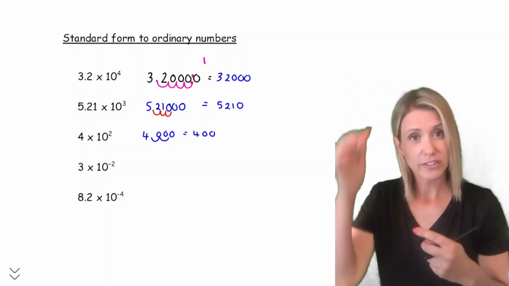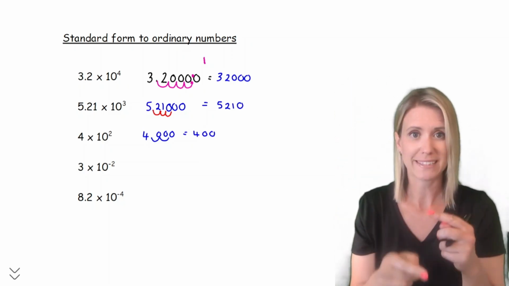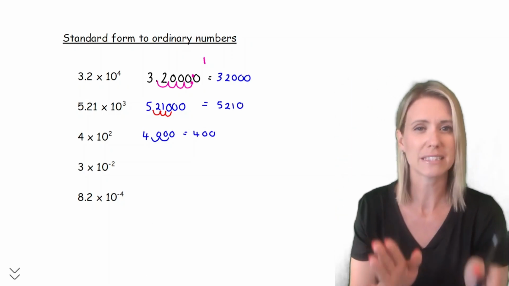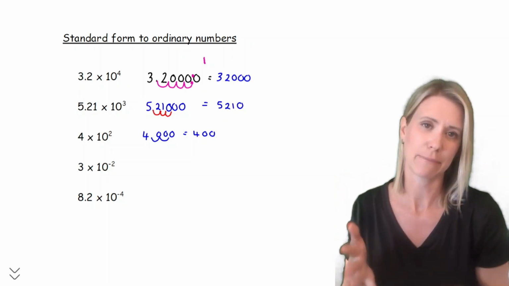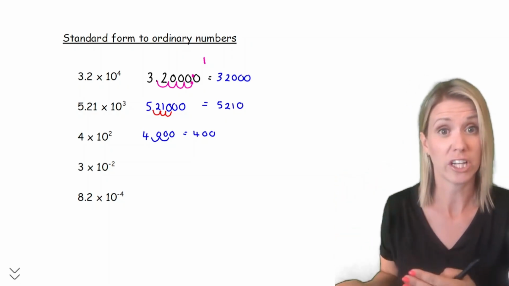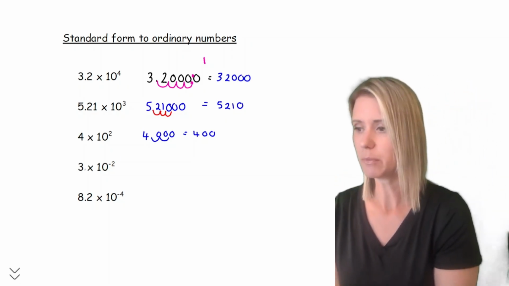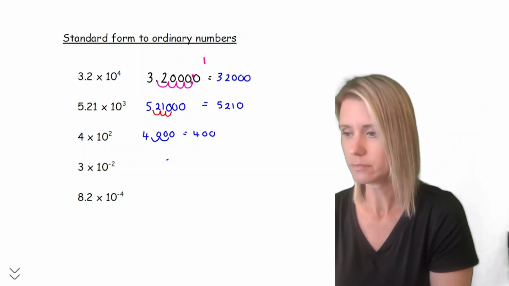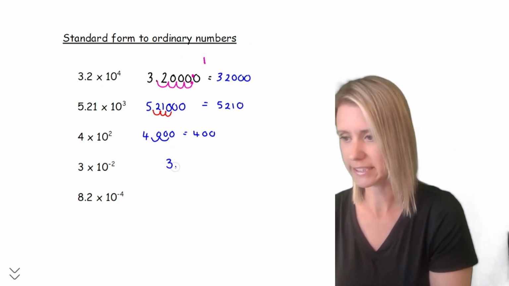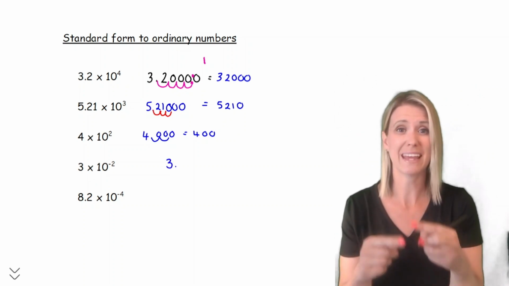Okay, now we've got those negative powers. 3 multiplied by 10 to the negative 2. Remember, that's making the number smaller. It's the same as dividing by 100 in this case. So start with your number 3. Now the decimal point is currently straight after the 3. We're making the number smaller.